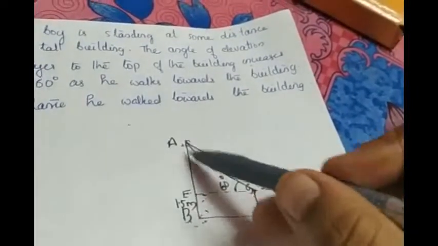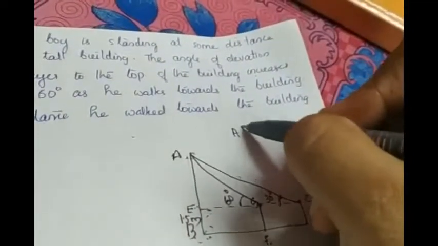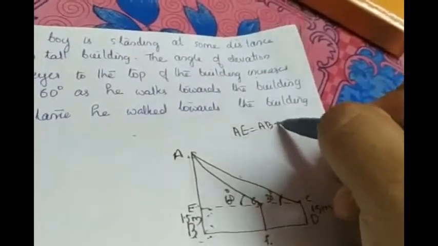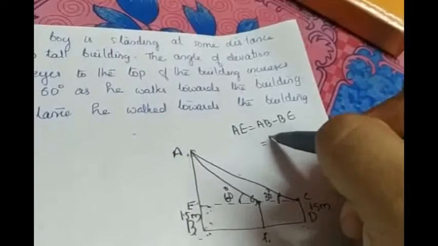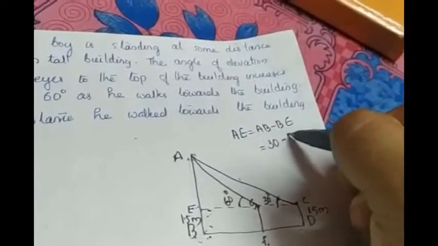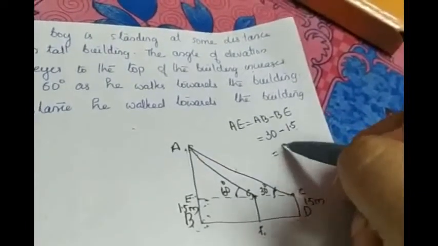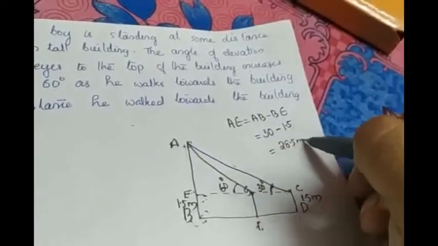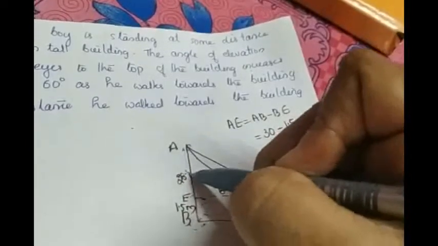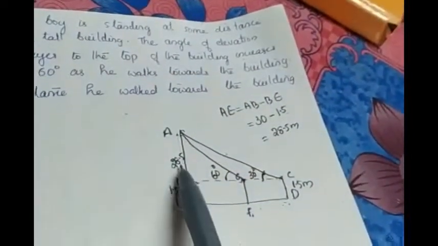Then can you say what is AE? AE will be AB minus BE, isn't it? AB is 30 meter, which is the height of the building, minus BE is 1.5 meter, which is the height of the boy. So you are getting the value as 28.5 meters. So AE is 28.5. In this question, don't forget to calculate AE.